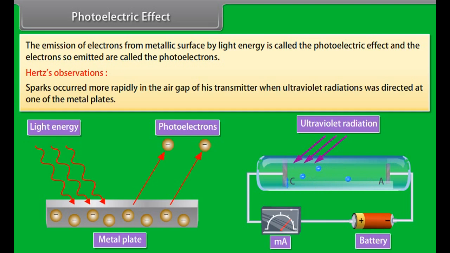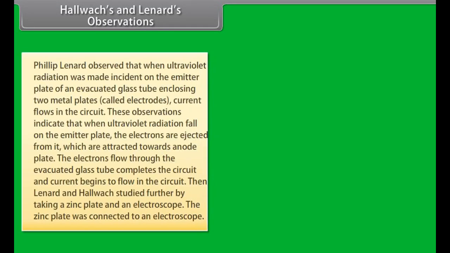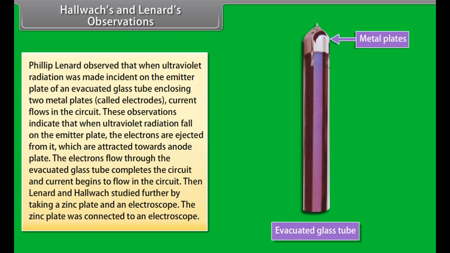This is the photoelectric effect. Hallwachs' and Lenard's observations. Philipp Lenard observed that when ultraviolet radiation was made incident on the emitter plate of an evacuated glass tube enclosing two metal plates called electrodes, current flows in the circuit. These observations indicate that when ultraviolet radiation falls on the emitter plate, the electrons are ejected from it, which are attracted to the anode plate. The electrons flow through the evacuated glass tube, complete the circuit, and current begins to flow in the circuit.